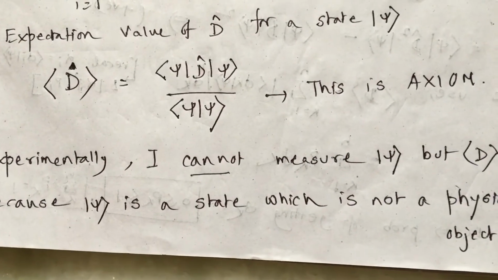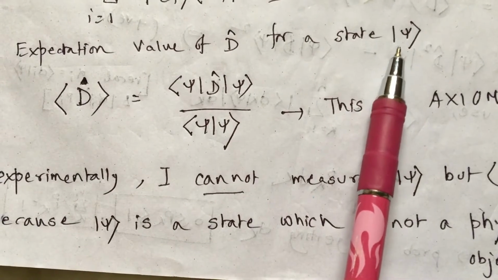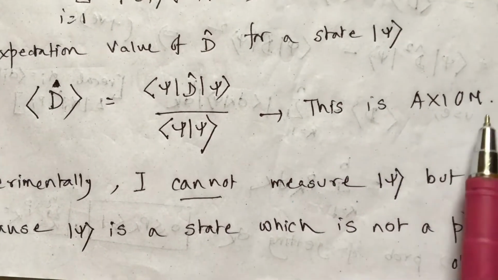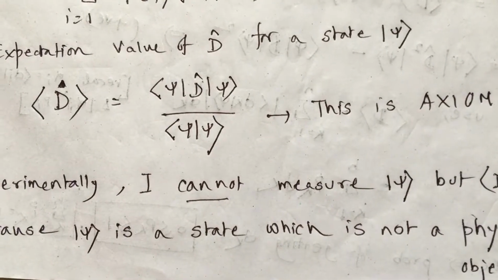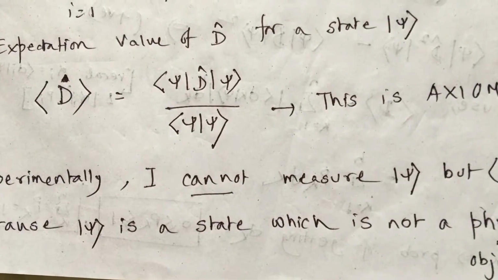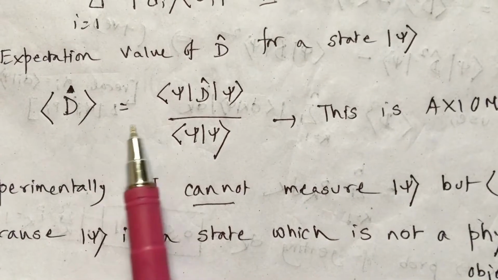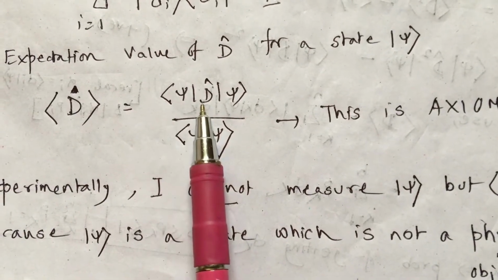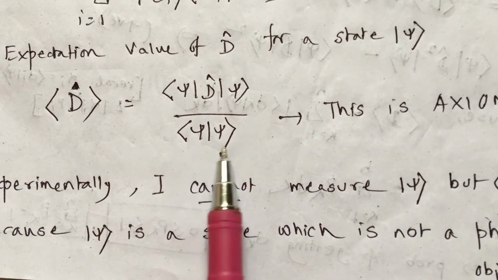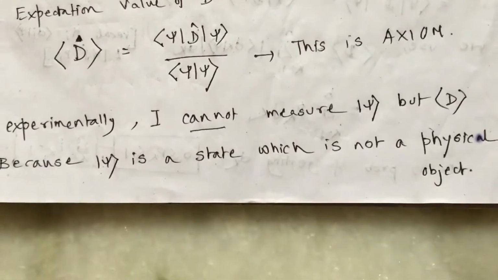The expectation value, according to the definition, or rather it is called the axiom. An axiom is basically the starting point of something where the argument starts, and the definition looks like this: the expectation value of D equals <psi|D hat|psi> divided by <psi|psi>, and if psi is normalized, then this denominator will eventually become 1.